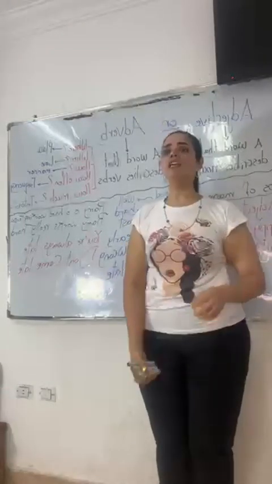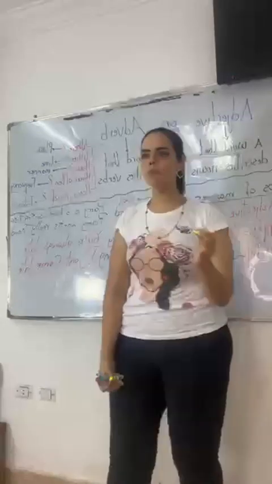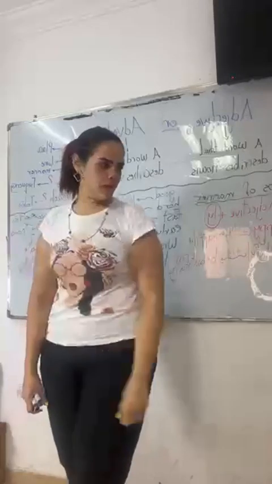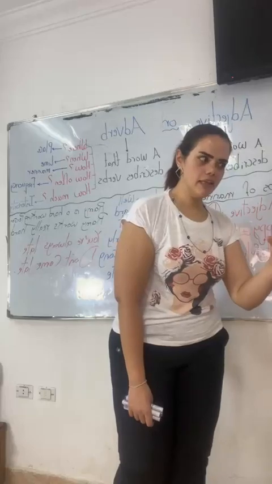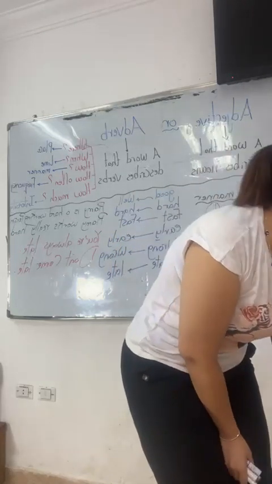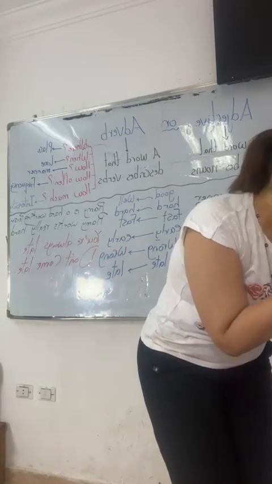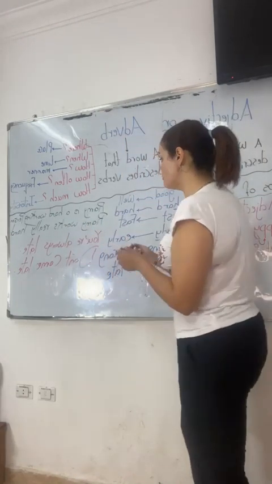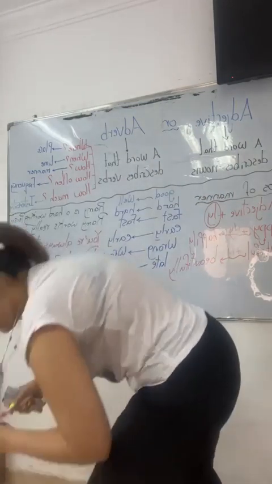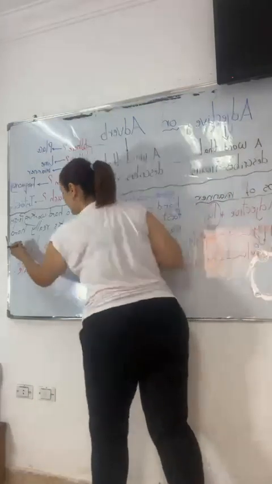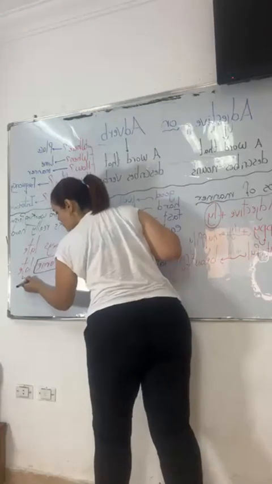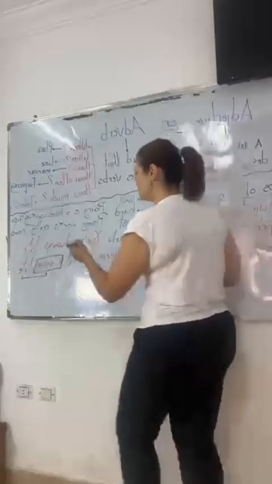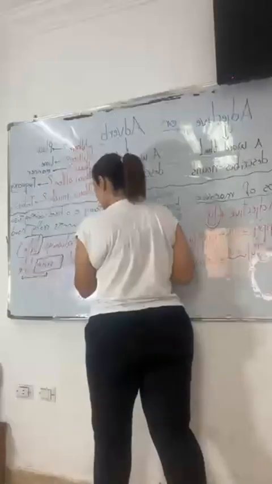Okay. When I say you're always late, I describe you. So it's an adjective. But when I say don't come late, there is a verb. So I just want you to not come late. I am describing the verb. Look, there is a verb here. Late comes to describe the word come. So this is an adverb. And here, late is describing you.